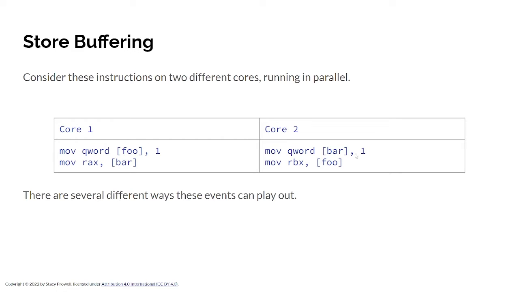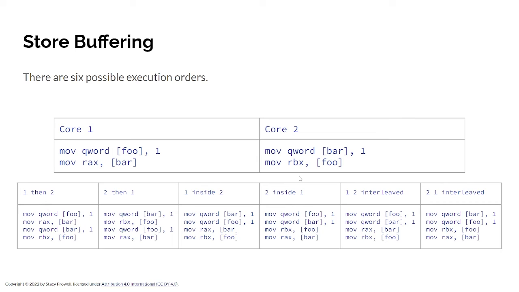Over here on core 2, we take a 1 and we store it in the location bar. We take the contents of location foo and we store that in the register RBX. Simple stuff. And there are many different ways we can play these events out. Even though we know they're going to happen in this order and in this order, there are many different ways that it can happen. In fact, there are 6.